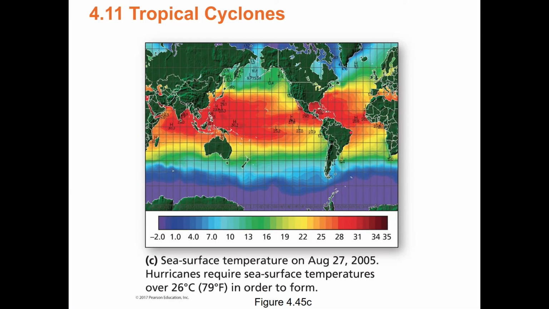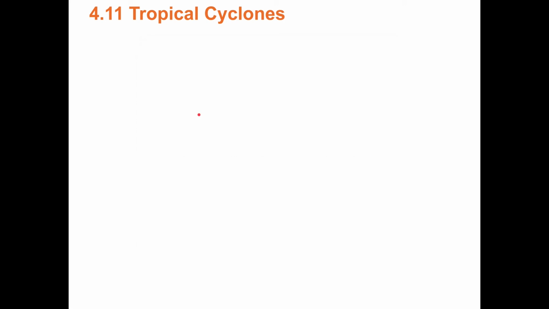Sea surface temperatures, August 27, 2005. This was around the time of Hurricane Katrina, when temperatures in the Gulf of Mexico, the sea surface temperatures were hitting 90, 91 degrees. Remember, you need over 26, 79, 80, 82 degrees to form, but conditions are often much warmer than that in tropical oceans.